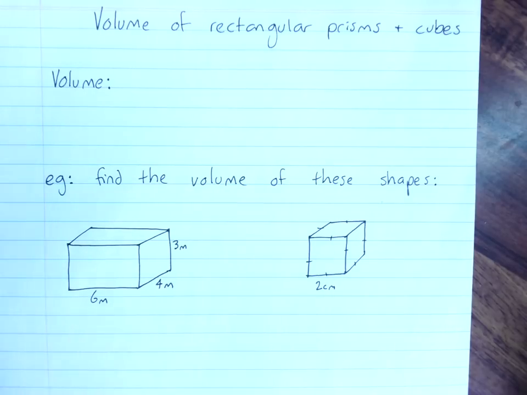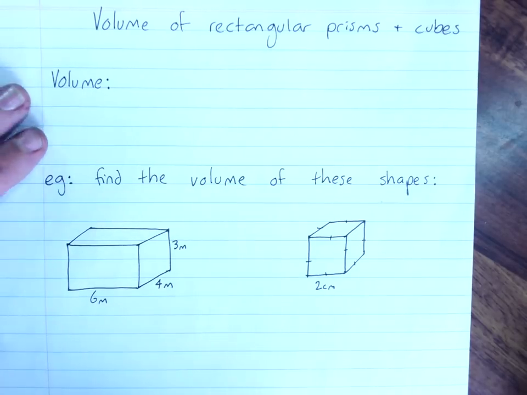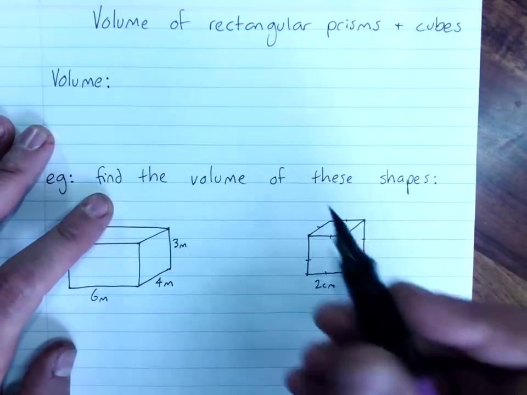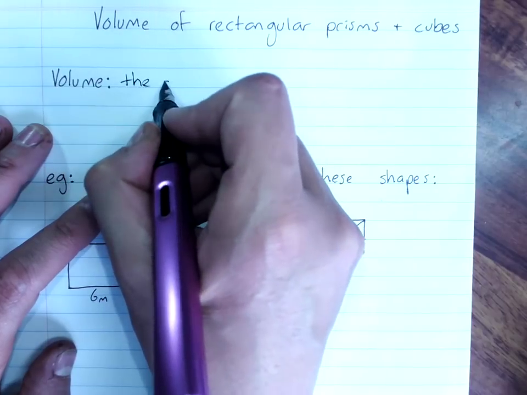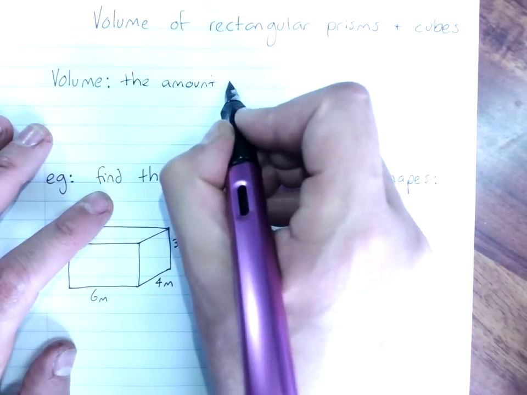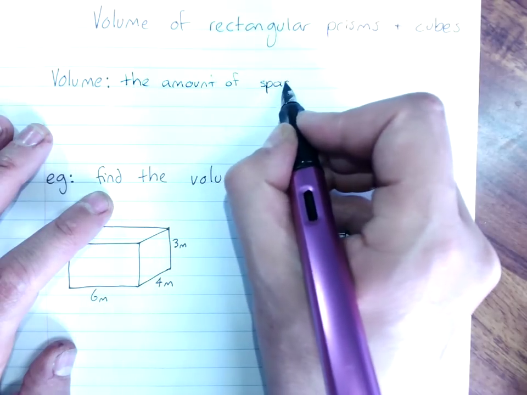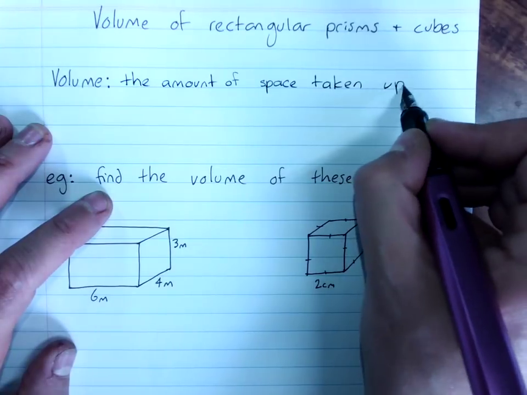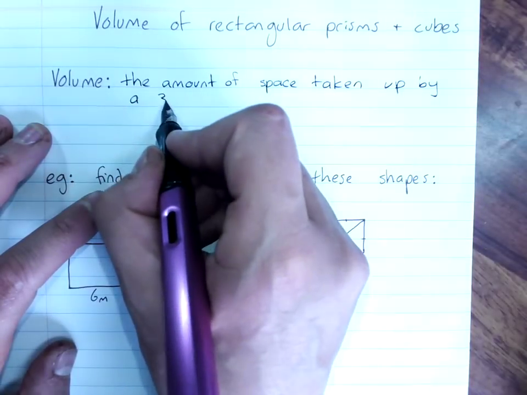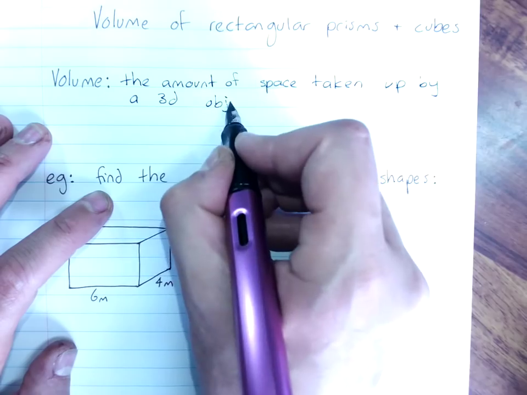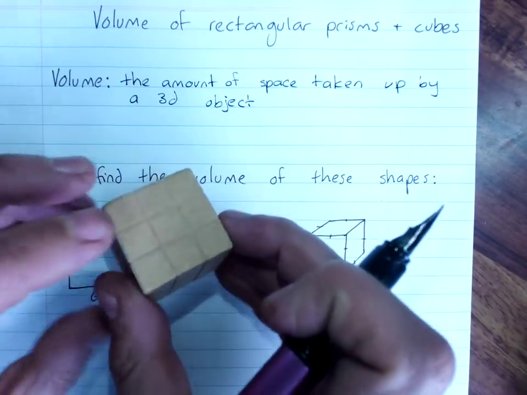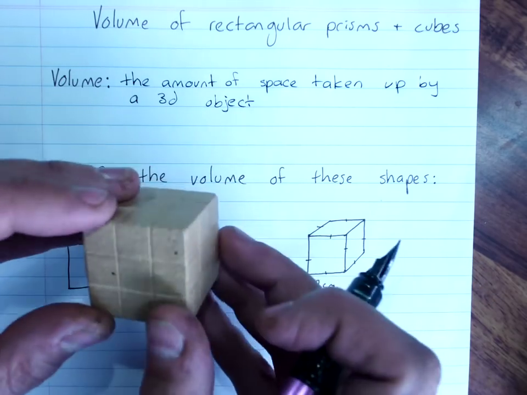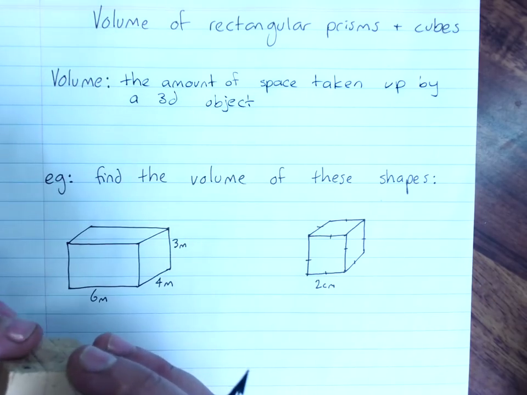Volume of rectangular prisms and cubes. So remember, the volume is the amount of space taken up by a three-dimensional object. So for this little one here, the volume of that is how many 1 centimetre cubes fit into it.